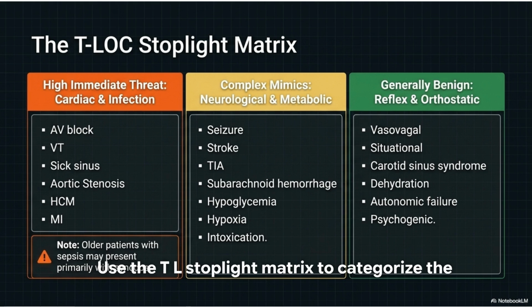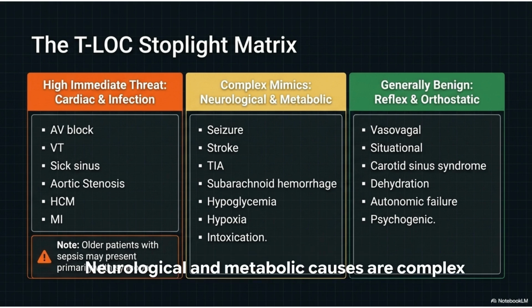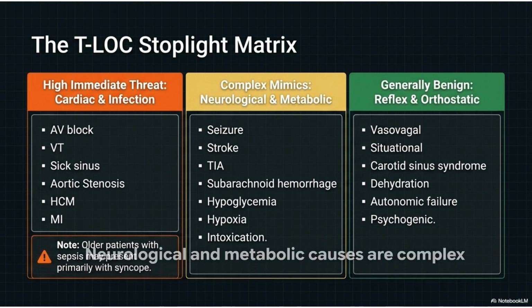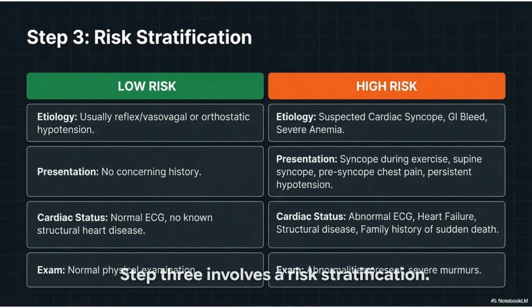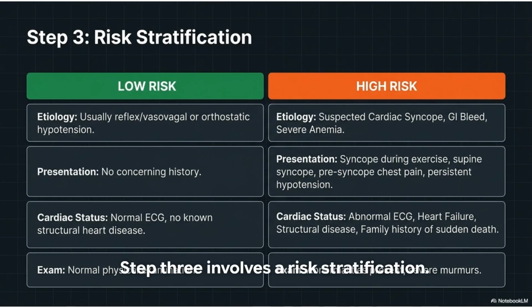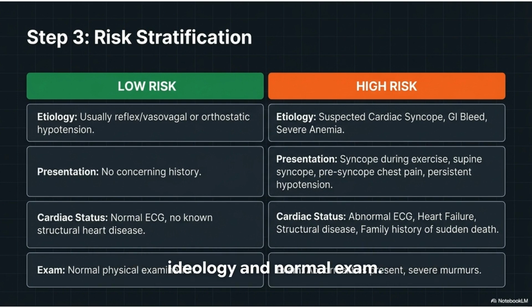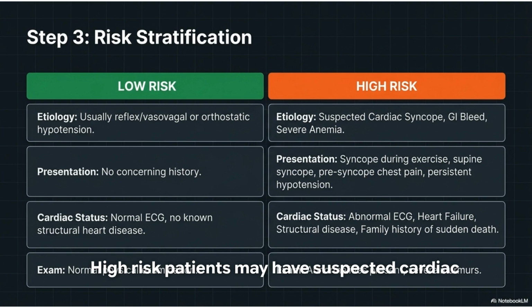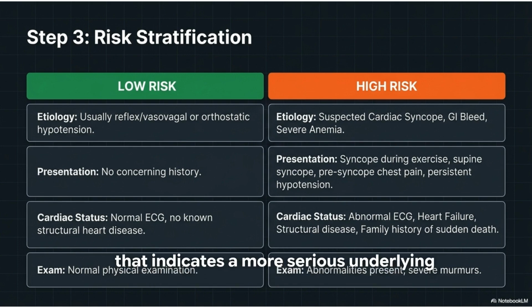Use the TLOC stoplight matrix to categorize the patient. Conditions like arrhythmias and myocardial infarction are high threat. Neurological and metabolic causes are complex mimics, while reflex and orthostatic causes are generally benign. Step 3 involves risk stratification. Low-risk patients typically have a clear, benign etiology and normal exam. High-risk patients may have suspected cardiac syncope, abnormal ECG findings, or a history that indicates a more serious underlying condition.